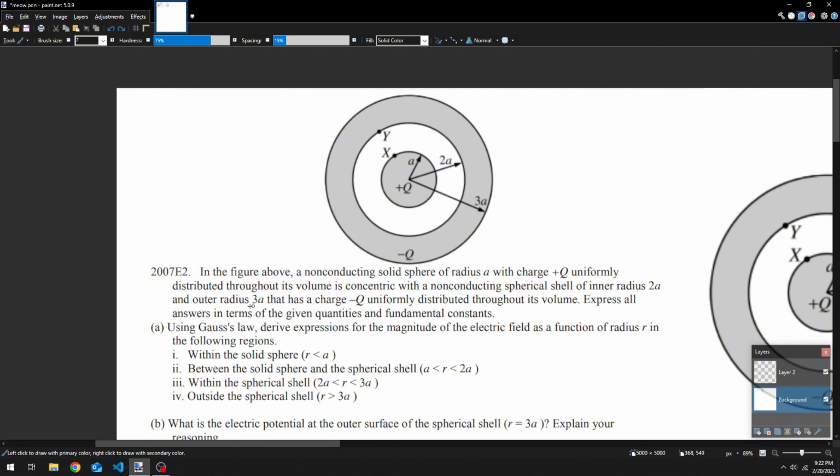The first question is asking to use Gauss's law to determine the magnitude of the electric field based on the different positions of R based on 4 different regions. It's going to ask for the electric field if R is less than A, if R is less than 2A but greater than A, if R is less than 3A but greater than 2A, or if R is greater than 3A. And for all of these problems, we can use Gauss's law.